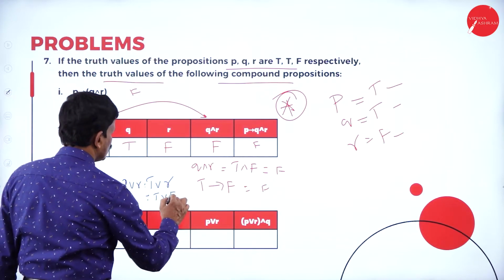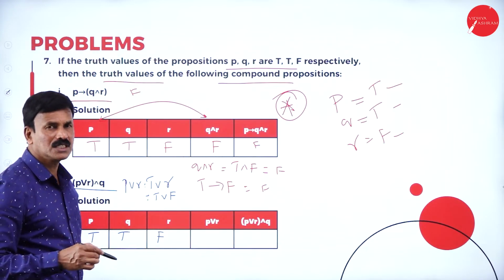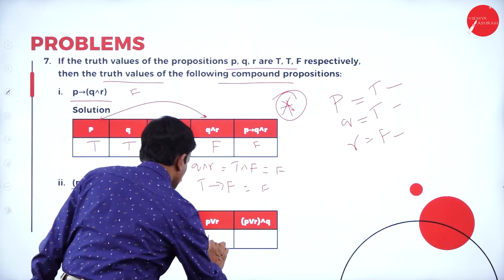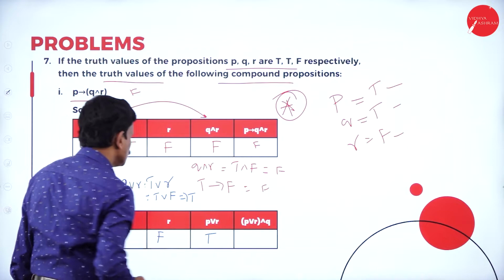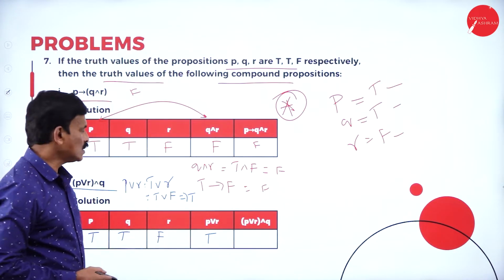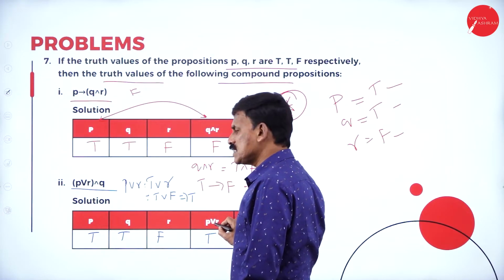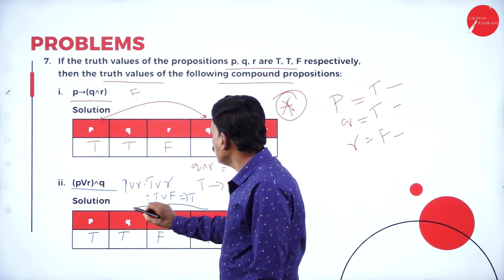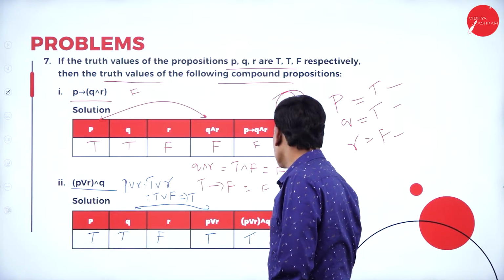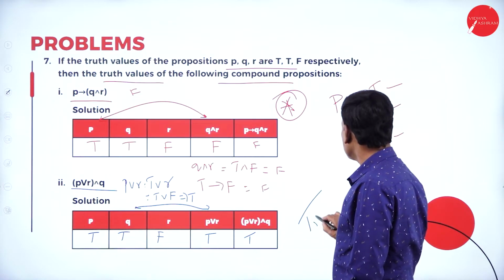What is R? F. So, the disjunction of true and false. In case of disjunction, false and false is false. In all other cases, it is true. So, therefore, this is true. Now, what is to write? The conjunction between these two. Conjunction of true and true is true. So, therefore, the given statement is true.